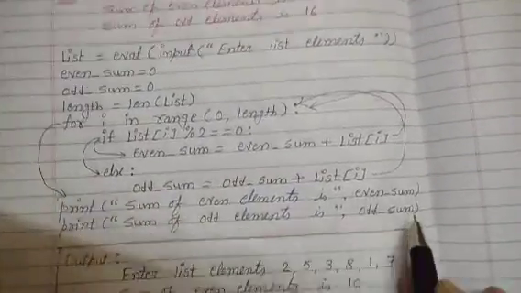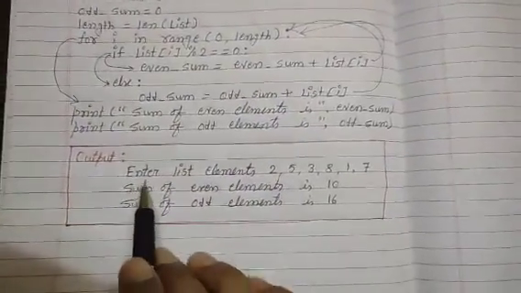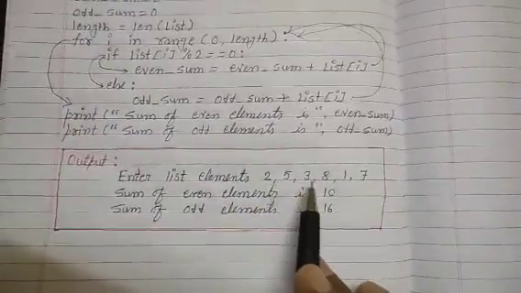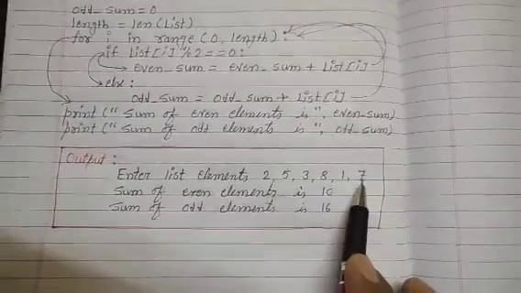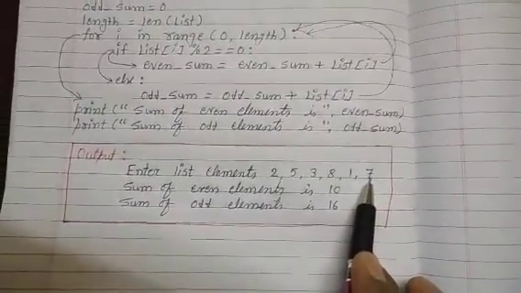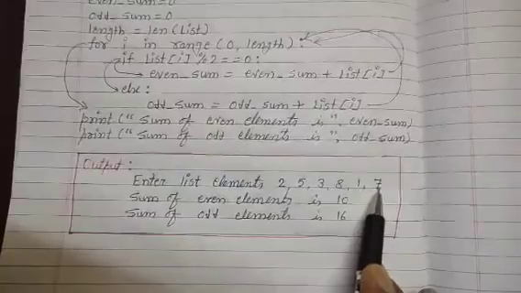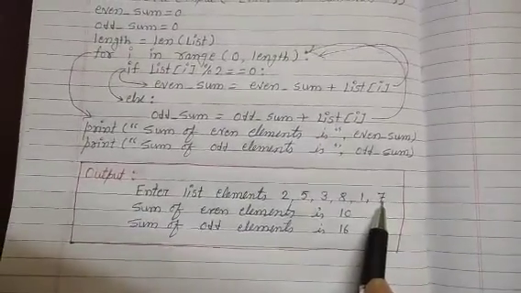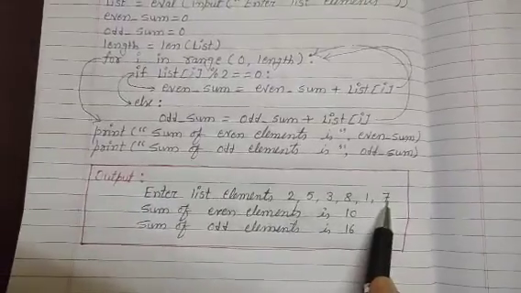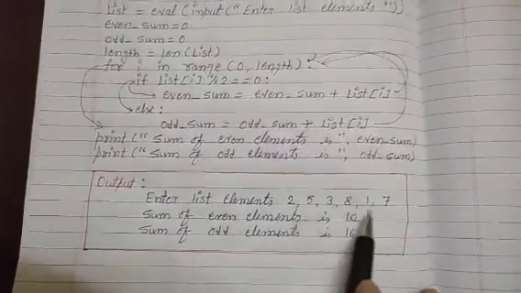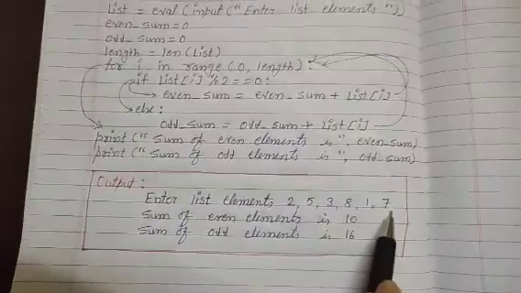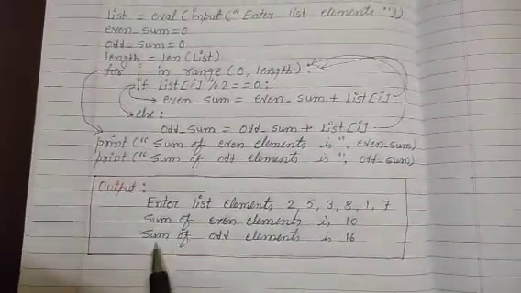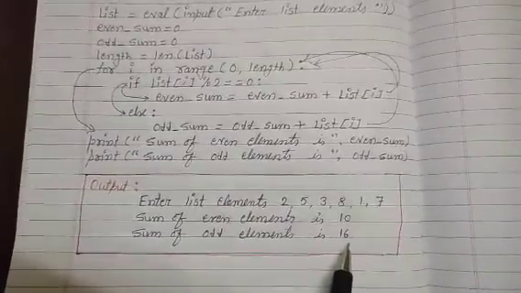Now the output looks like this: enter list elements. If the user enters 2, 5, 3, 8, 1, 7, it is not compulsory to enter elements in order, that is, ascending or descending order. Elements are random, that is, they may be in order or not in order. So the sum of even elements is 10 and the sum of odd elements is 16.